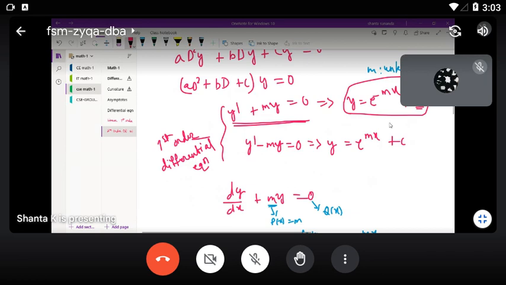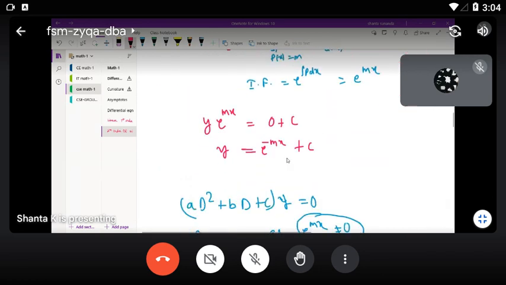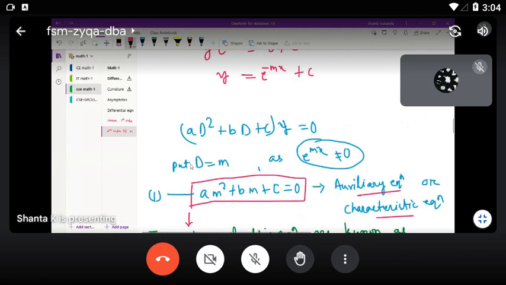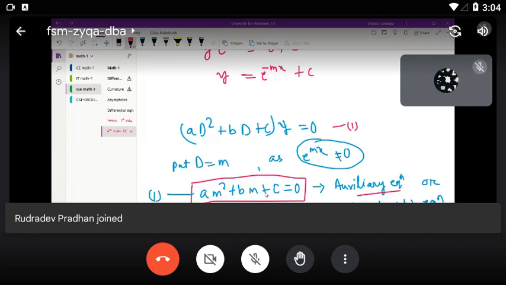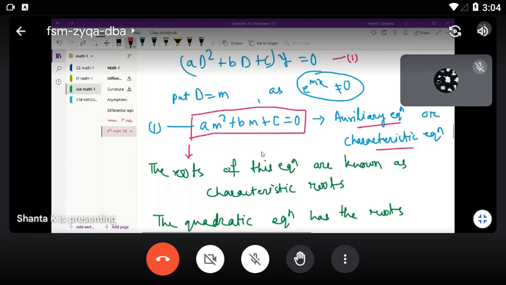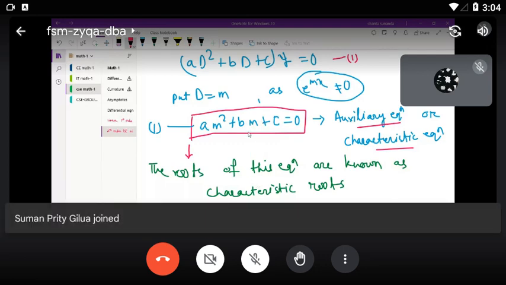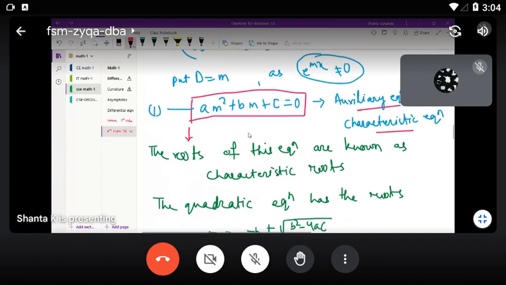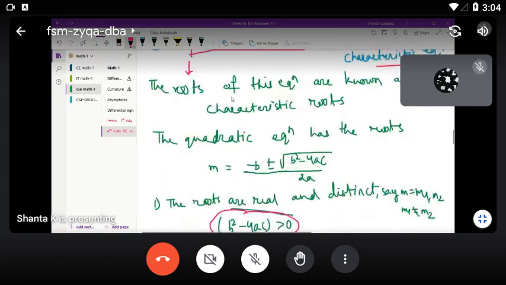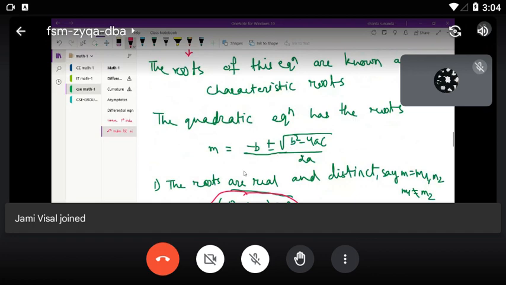So for the first order differential equation, this is the solution. For the second order differential equation, this one, and the roots of the equation, this. Once we have the second order linear homogeneous differential equation, we can find the auxiliary equation, the characteristic equation, by substituting D equals m. The roots of this equation, that means the values of m which satisfy this equation, are known as the characteristic roots. It's a quadratic equation, so you will have two roots.